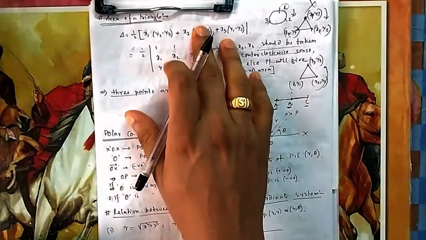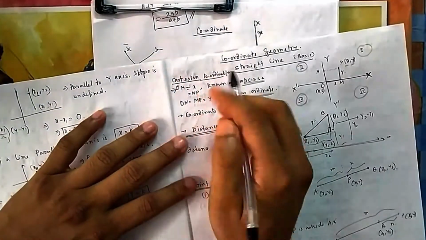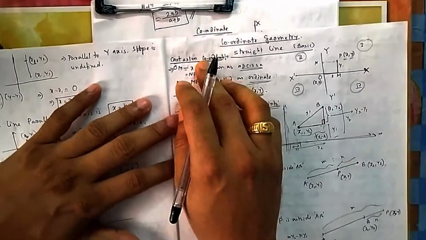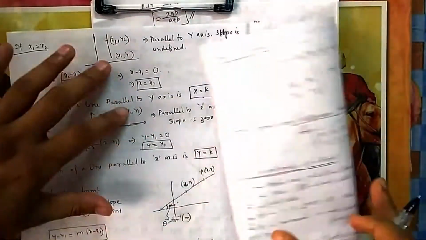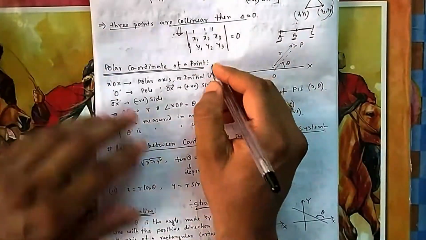Now whatever we learned now, these are known as Cartesian coordinates. You might have seen this is known as Cartesian coordinates, that means in terms of x and y. So there are other coordinate systems also. Here it is known as the polar coordinate system. Polar coordinate of a point.